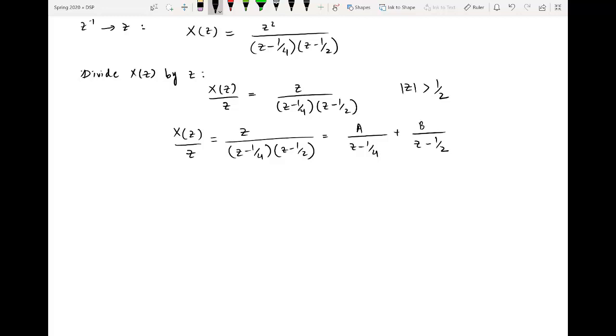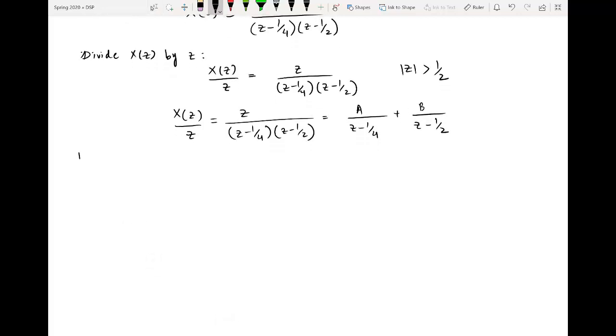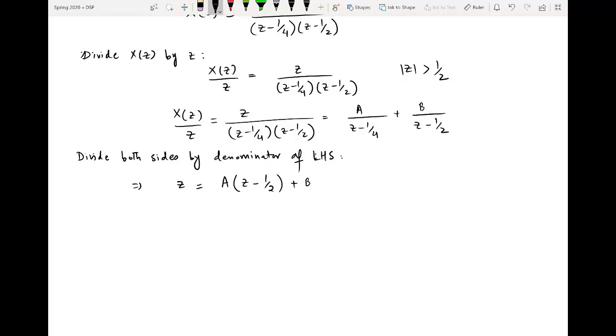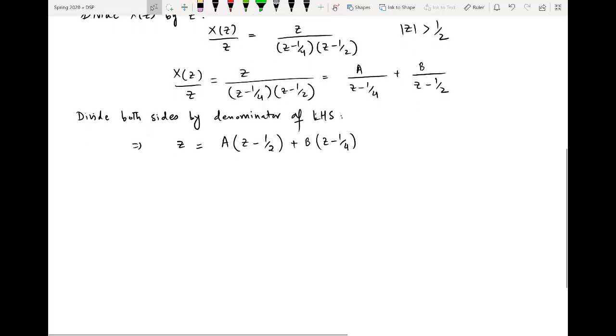Now as a normal partial fraction method proceeds, we divide both sides by denominator of left hand side to get z is equal to A. Here z minus 1 by 4 will be cancelled out, so we are only left with z minus 1 by 2 plus B times z minus 1 by 4. Now we will need to put the solutions of the denominator. So we have got 2 solutions over here.